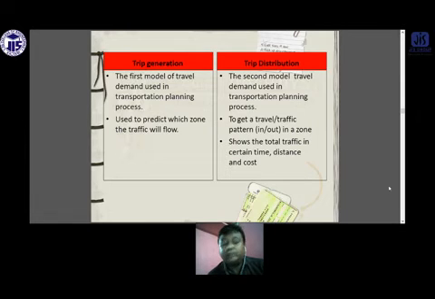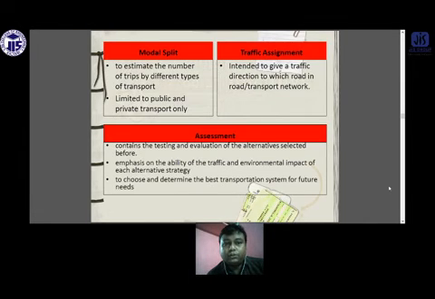The modal split estimates the number of trips by different types of transport, limited to public and private transport only. Traffic assignment is intended to give a traffic direction, to which road in the road and transport network. Assessment contains the testing and evaluation of the alternatives selected before. Emphasis is on the traffic and environmental impact of each alternative strategy, and to choose and determine the best transportation system for future needs.